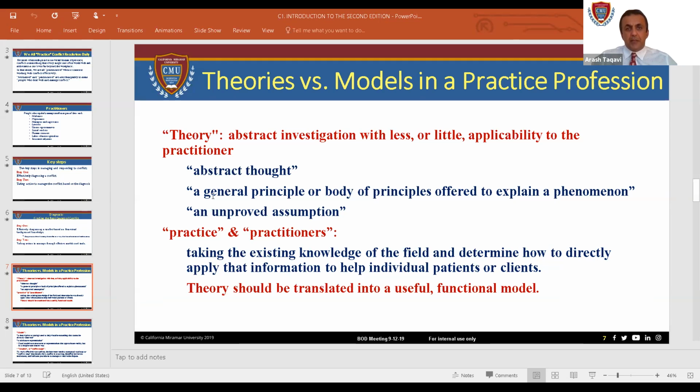And what about the practice and practitioners, taking the existing knowledge of the field and determining how to directly apply that information to help individual patients or clients? Let me ask you a question. What is applied science and what is pure science, or basic science sometimes? Luisa, what is applied science and what is basic science?